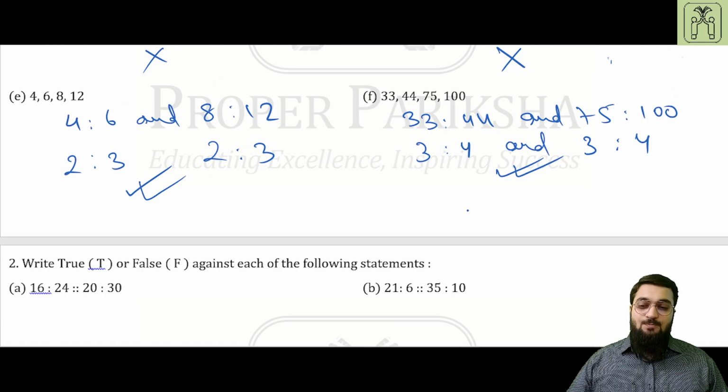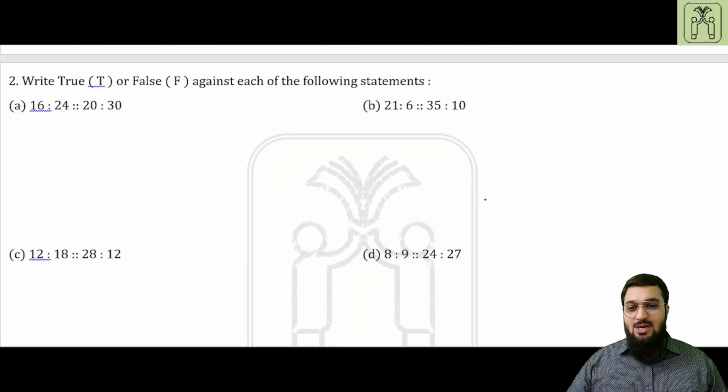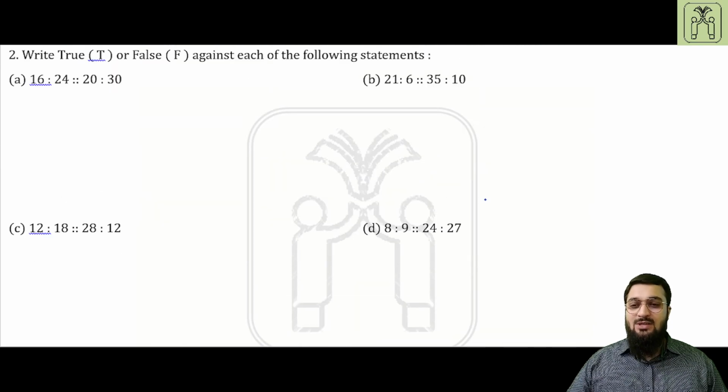Question number 2. Write true or false against each of the following statements. So here what we have to do, we just have to check if they are in proportion, and if they are, then we will write a true. If they are not, we will write a false. 16 is to 24, 20 is to 30.